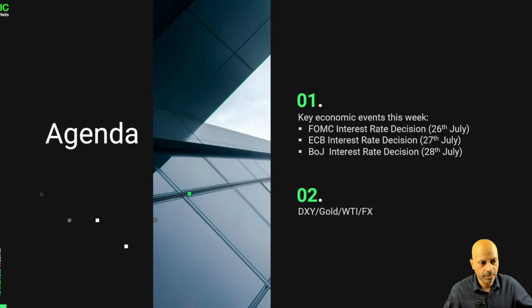Before we dive straight into the charts, let's cover some of the key economic events coming up this week. For those who watched the pre-market analysis, you would have known that we have a trio of major central bank announcements this week: the Federal Reserve, the ECB, and the Bank of Japan. Three of the biggest central banks in the world are going to announce their interest rate decisions, starting with the Fed on 26th July, the ECB on 27th July, and the Bank of Japan on 28th July.